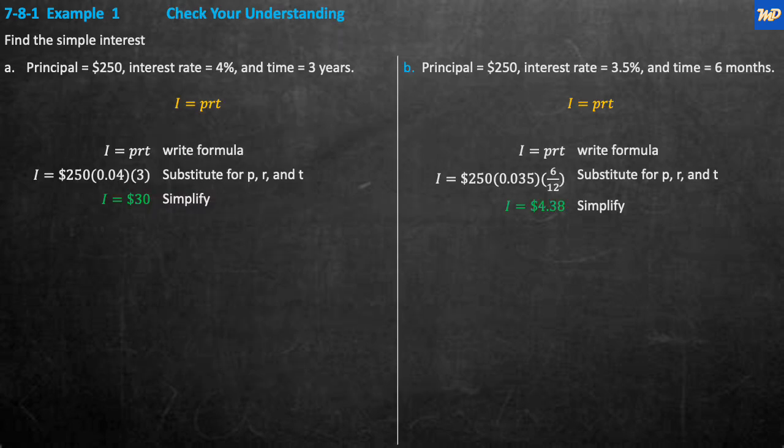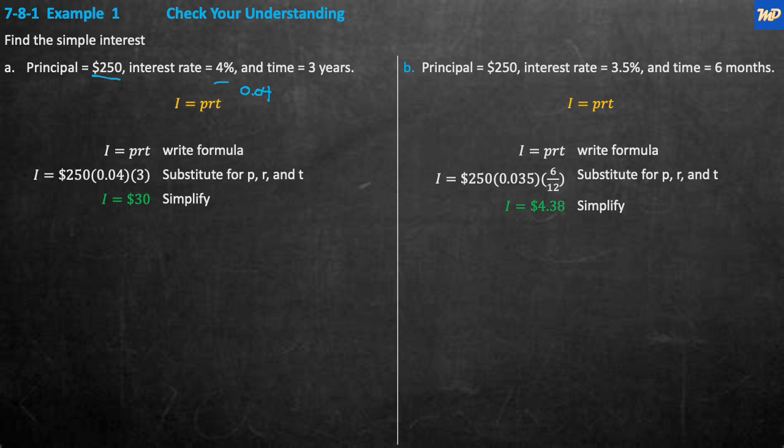So in example 1, we're going to check our understanding. We're going to go over a few more problems. Let's find the simple interest. The principal is $250. The interest rate is 4%, that's 0.04. And the time is 3 years.